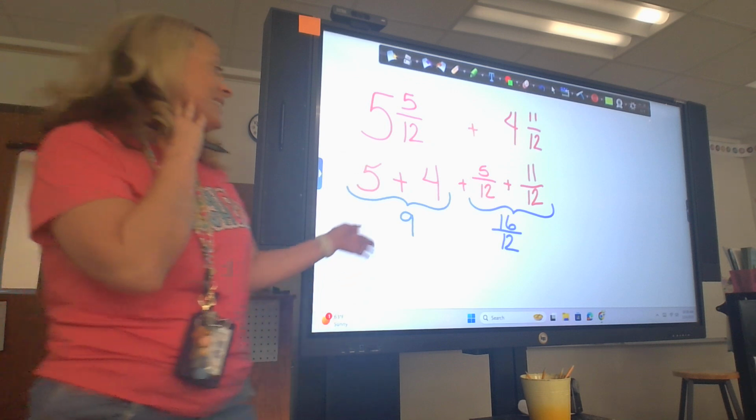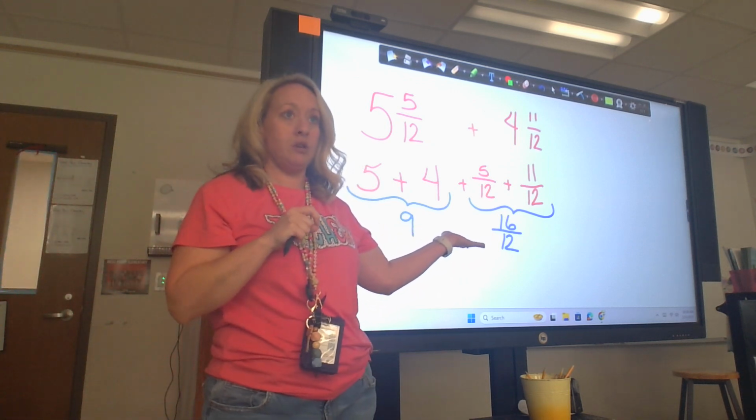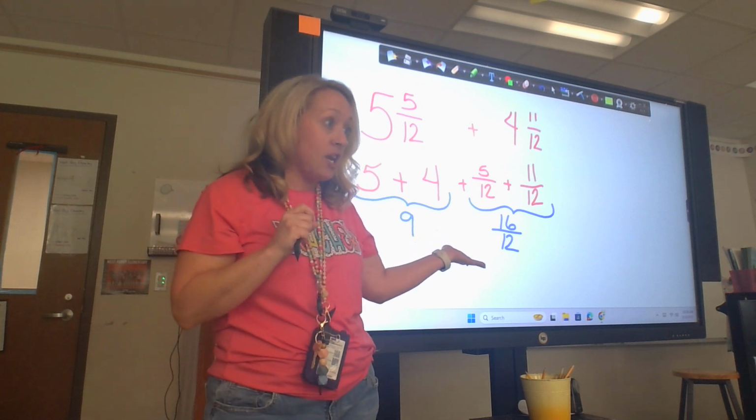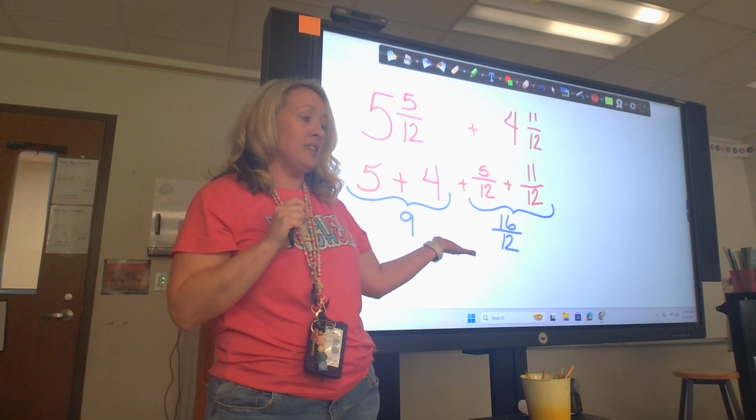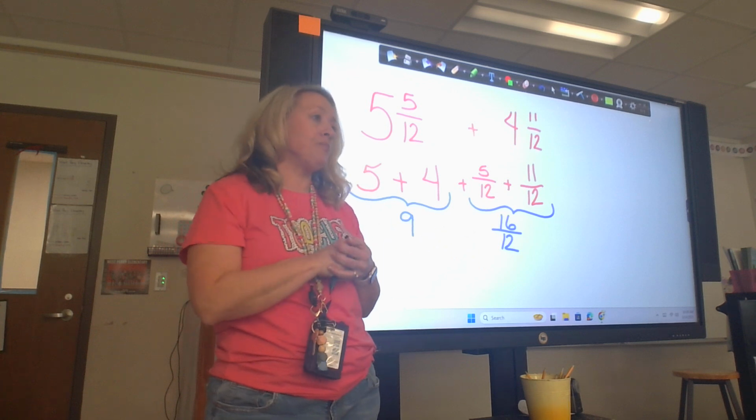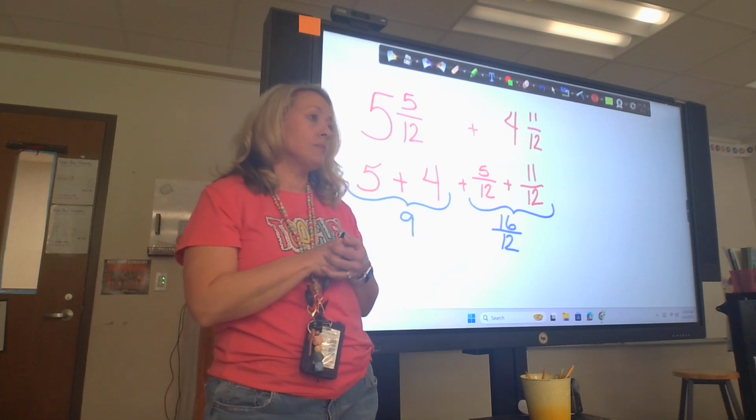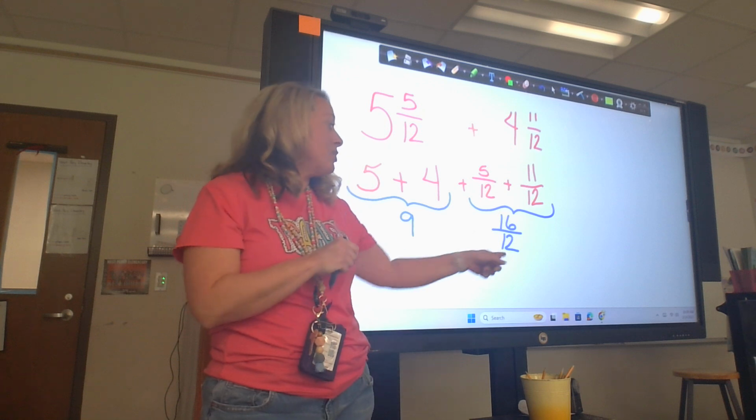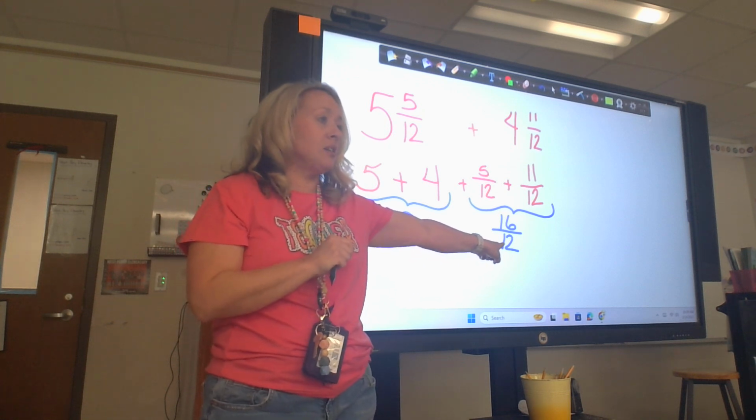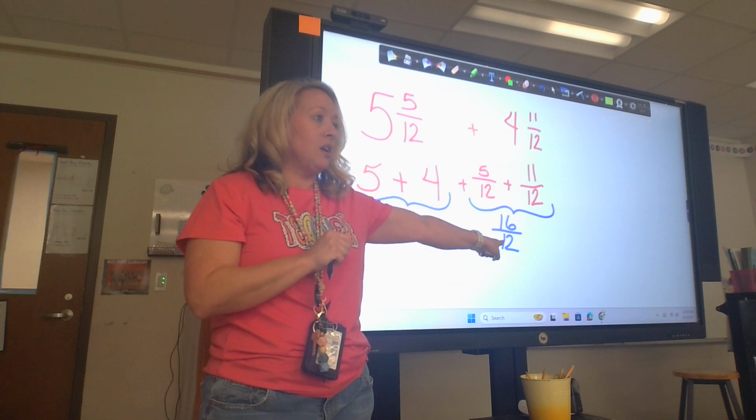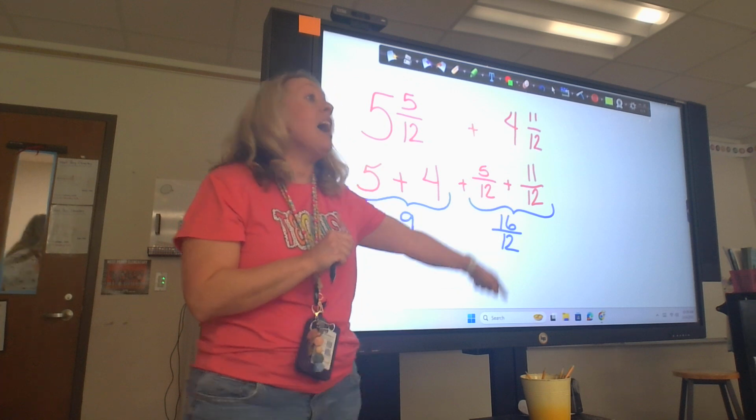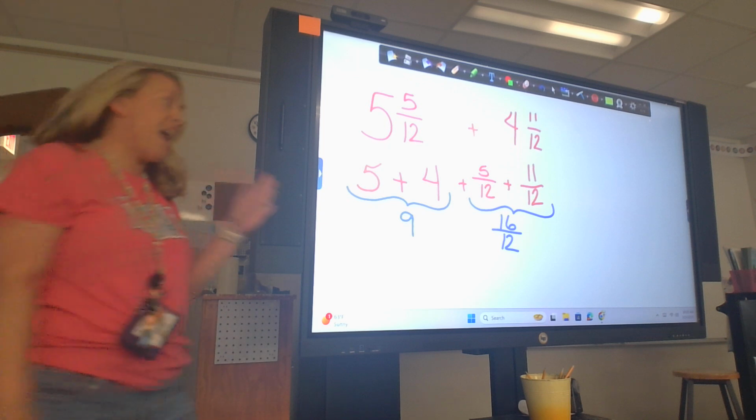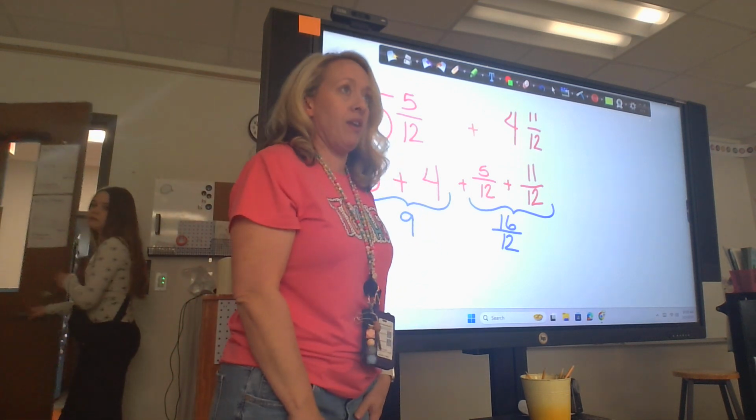Okay. Is this an okay answer? No. Why? Braden, is that not an okay answer? Why is that not an okay answer? What's wrong with this fraction? Yeah, that numerator is bigger than the denominator. And we can't have that when you've got a whole number with it, okay?